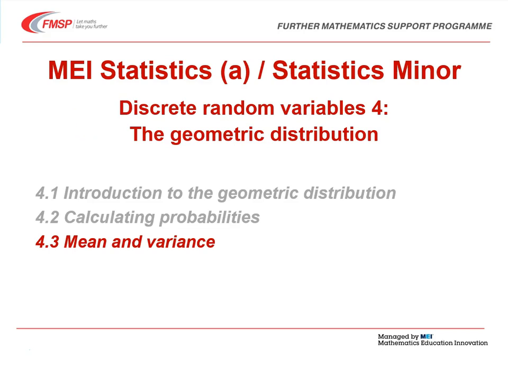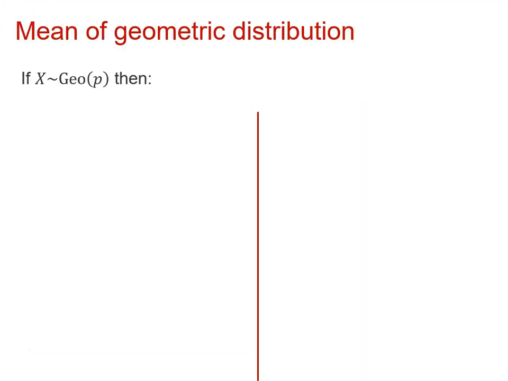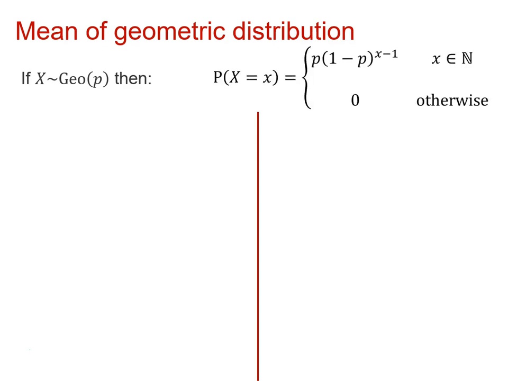This is MEI Statistics Minor, Discrete Random Variables for the Geometric Distribution. 4.3 Mean and Variance. So, if X is distributed geometrically with probability of success p, then we recall that the probability that X equals x is given by this formula: p times (1 minus p) to the x minus 1 for positive integers, 0 otherwise.